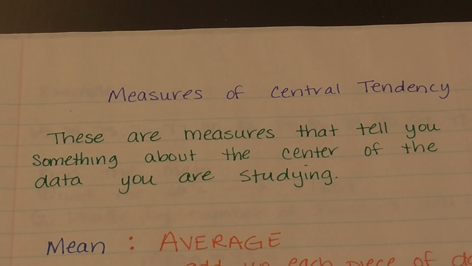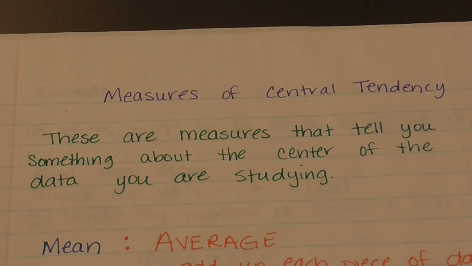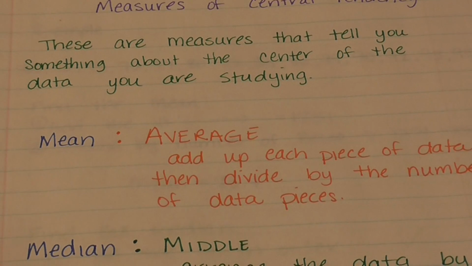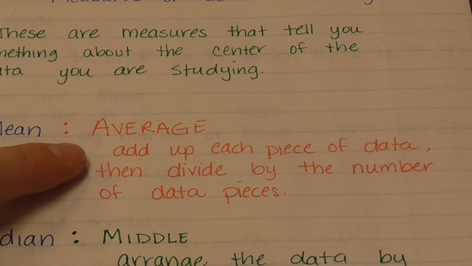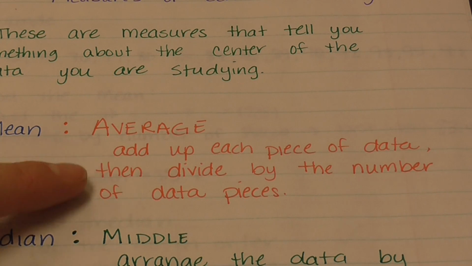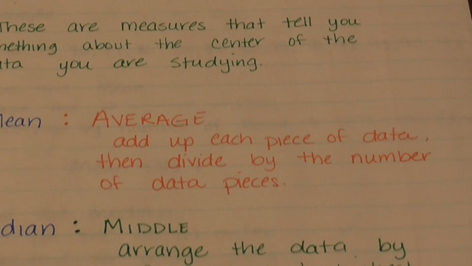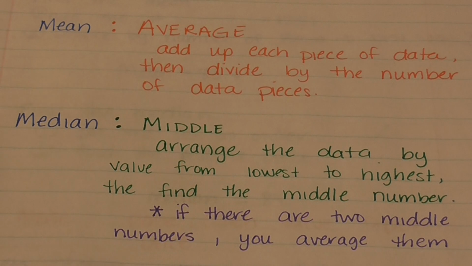Measures of central tendency. These are measures that tell you something about the center of the data you're studying. So the first thing we're going to have is a mean. That is the average of the data. So to get it, you add up each piece of data and then you divide by the number of data pieces.